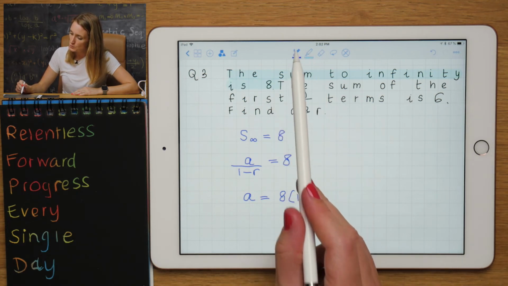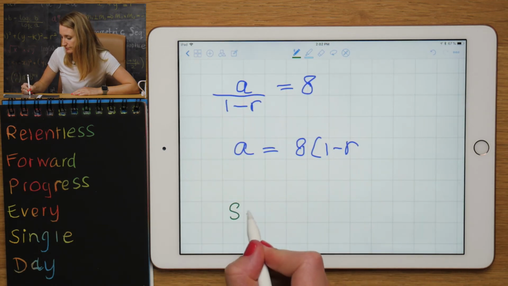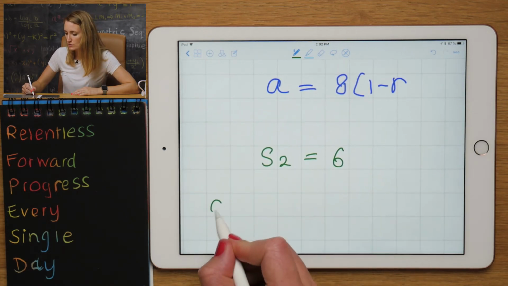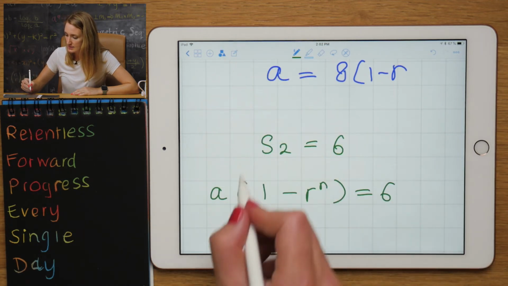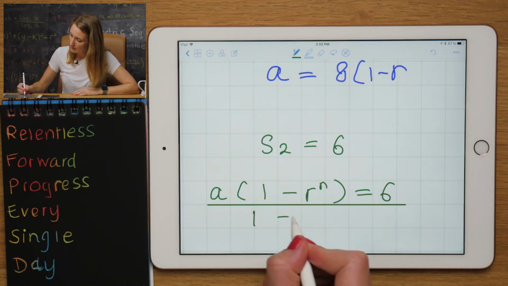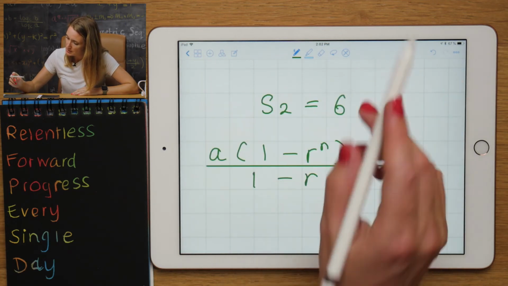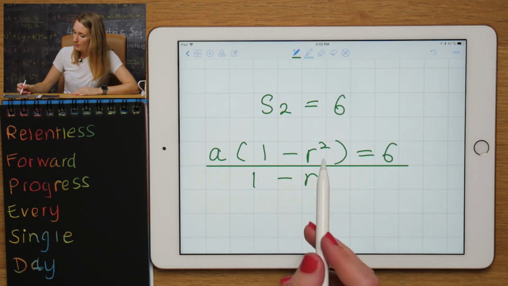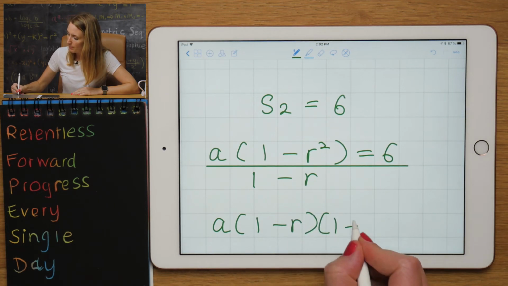The sum of the first two terms is equal to 6. Now we know that we need to use the small r formula, this one, because if the sum to infinity exists, then we know that r is between -1 and 1. In this situation, it's the sum of the first two terms, so I'm going to have my n as 2. I'm going to open that up using the difference of two squares, so (1 minus r)(1 plus r).